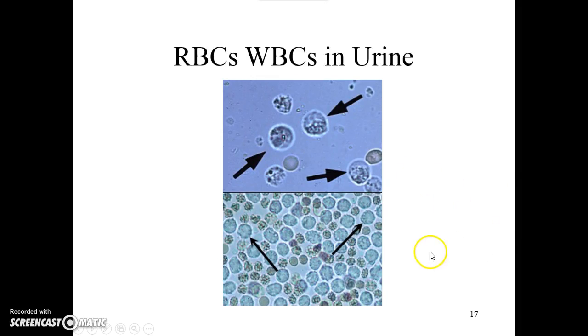These are red cells and white cells. So here's a white, these big looking things here. And then these smaller ones are the red cells. And these are red up here. And the arrows are pointing to the whites.